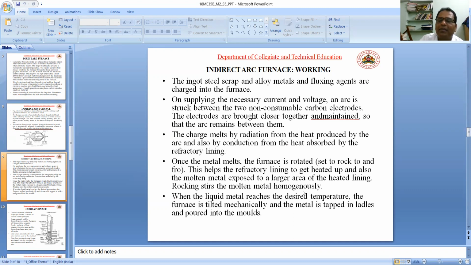When the liquid metal reaches the desired temperature, the furnace is tilted mechanically and the metal is tapped into the ladles and poured into the molds.